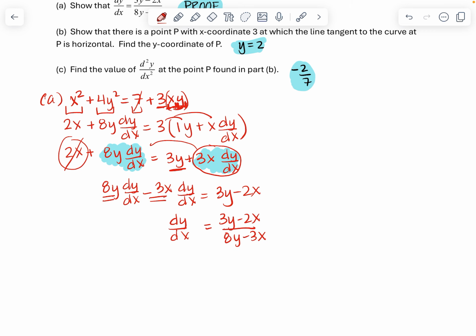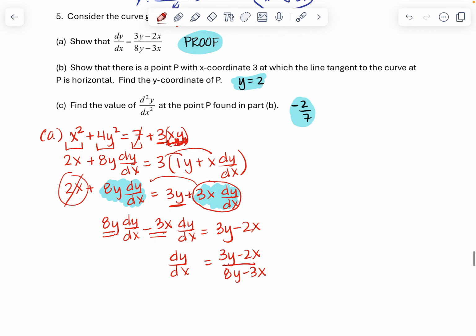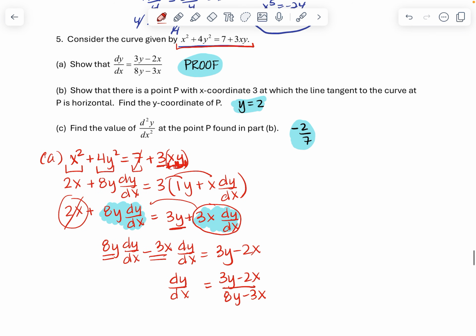Okay, now at this point, you should look and see if you got the same answer. So look, I got 3y minus 2x over 8y minus 3x. If it perfectly matches, you did great. Now look, if it does not perfectly match, you've got to look at it and go, do I need to flip 2 terms around? Do I need to factor something out? Do I need to cancel something?